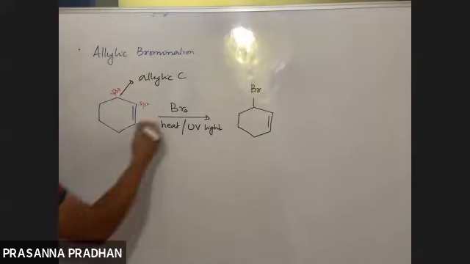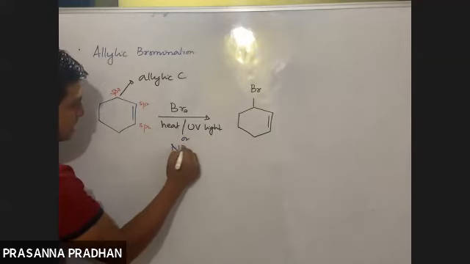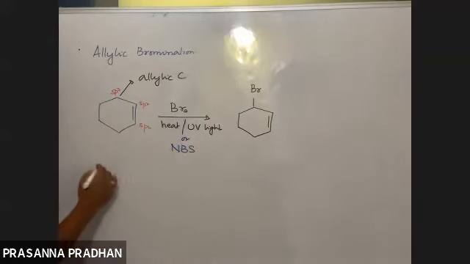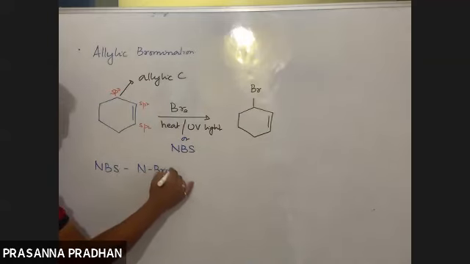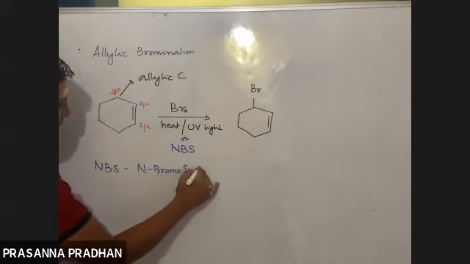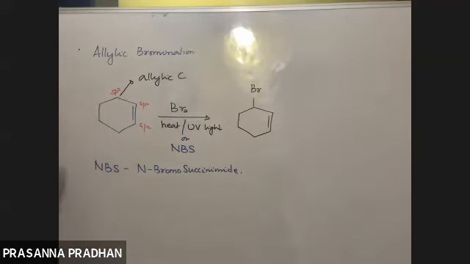Instead of using bromine, you can use a reagent which is abbreviated as NBS. What does NBS stand for? It stands for N-bromosuccinimide. It's a reagent, so even if you use this reagent, allylic bromination will occur. Just remember this fact.